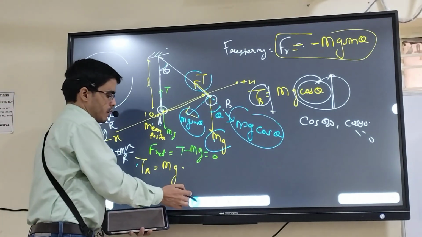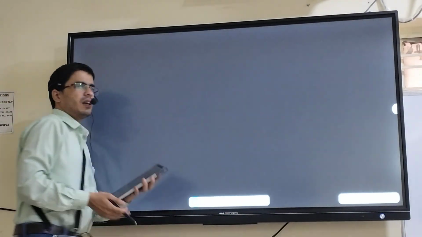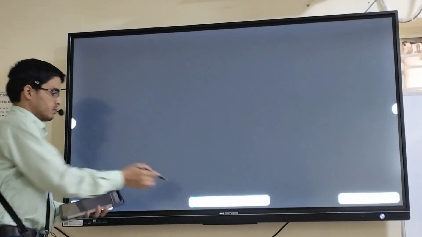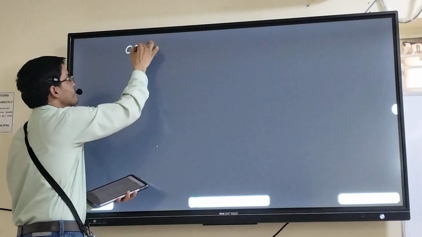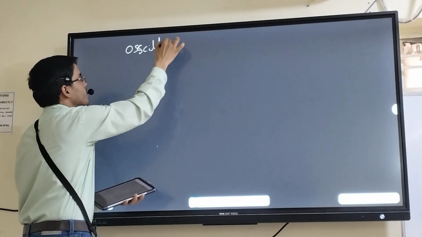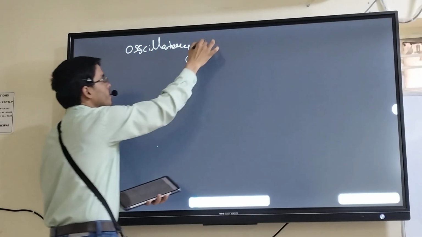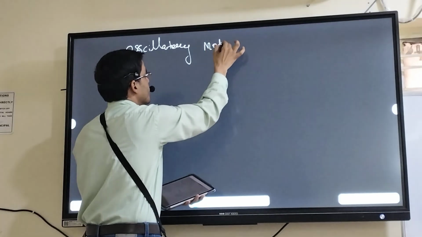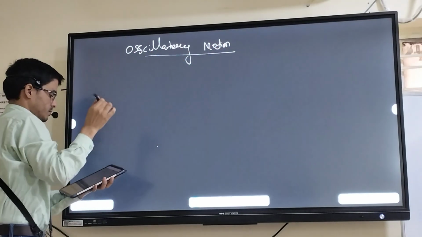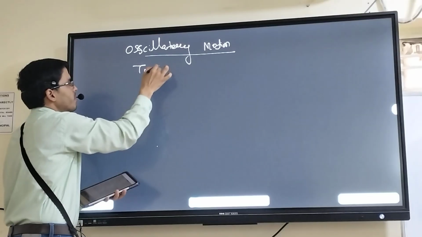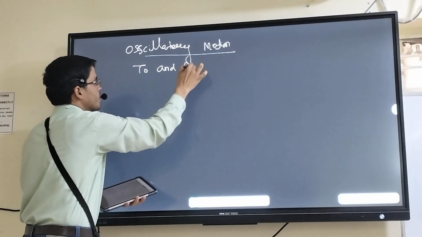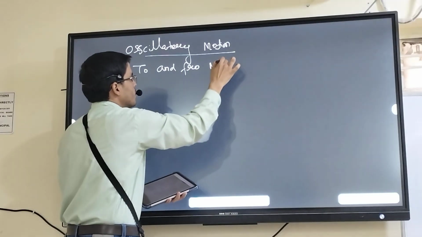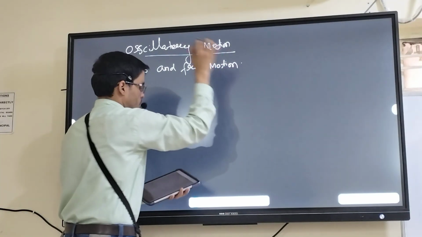Understood? Now oscillatory motion. What is the definition? To and fro motion. Okay, to and fro motion.